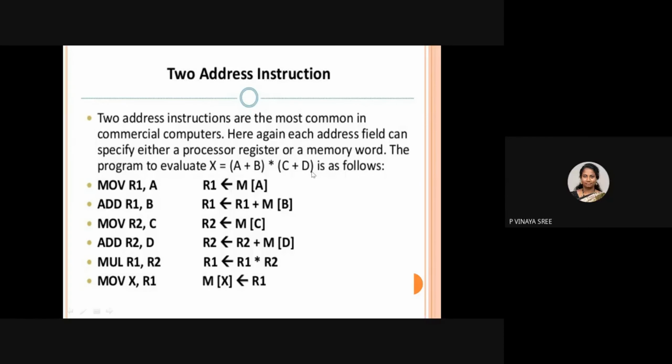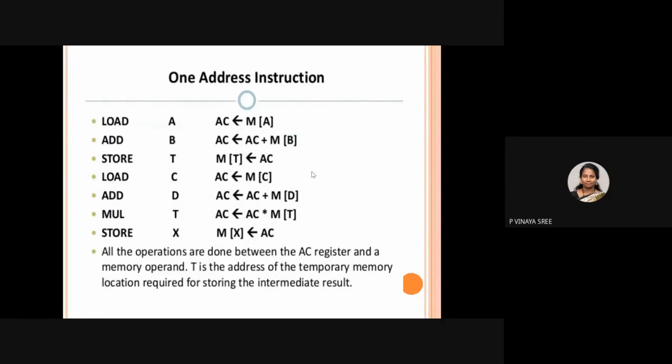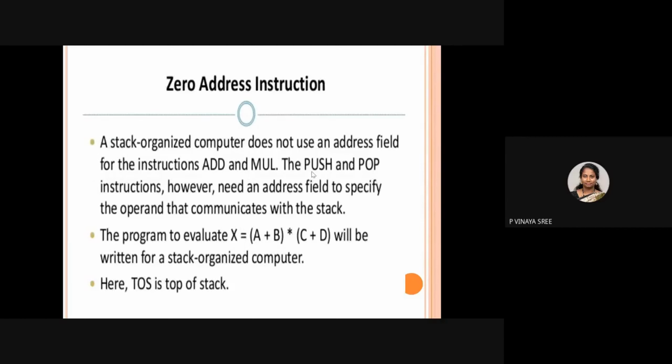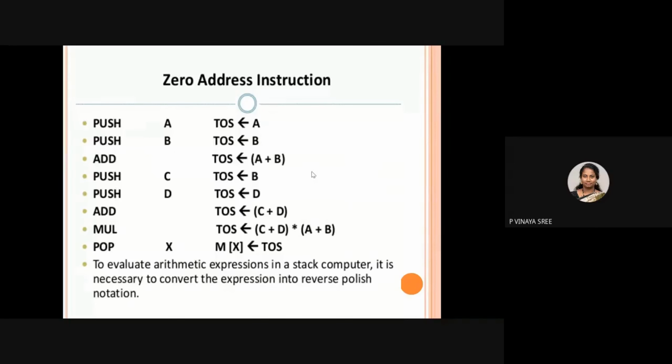Coming to the one address instruction format, it uses an accumulator, where one of the operands will be in the accumulator and the other operand will be obtained from a memory location. We mention only one address, and the other operand is available in the accumulator. Then the zero address instruction format uses a stack. In order to do zero address instructions, first we need to convert the given expression into a postfix expression, and then we do the zero address instructions.